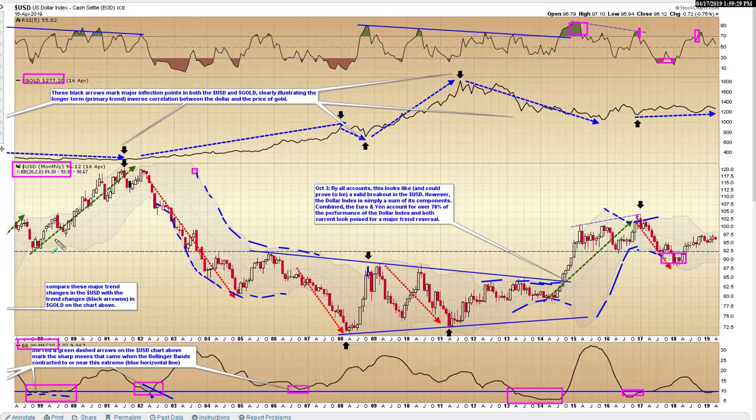That's where the big moves came. Big moves in the U.S. dollar came from those pinches, and usually it's an inflection point. Sometimes it can be continuation of the same trend. Very often it's a reversal in trends.